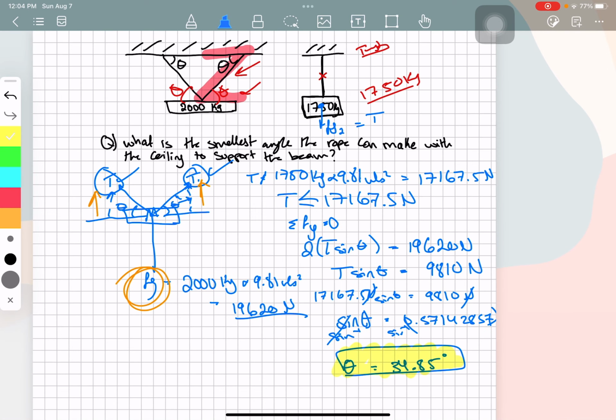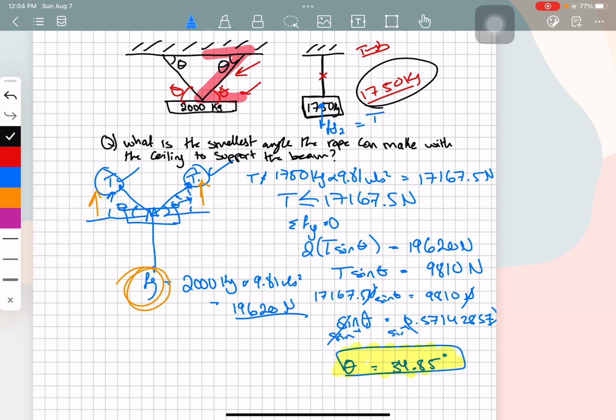This is the smallest angle that we could make to support that beam with a tension that is less than or equal to this number right here. Okay, hope this helps.